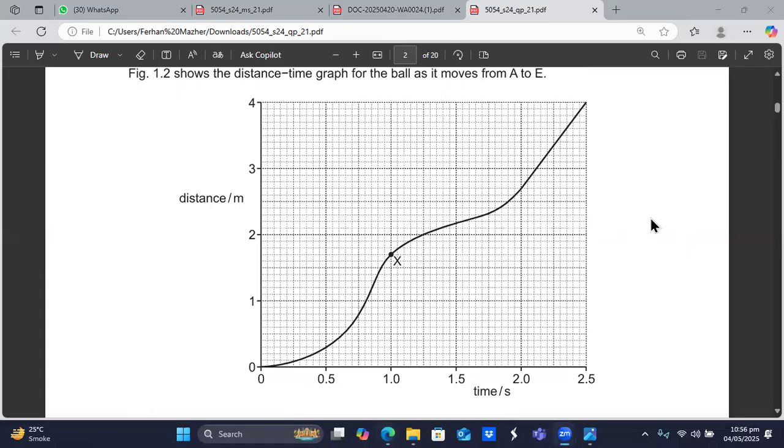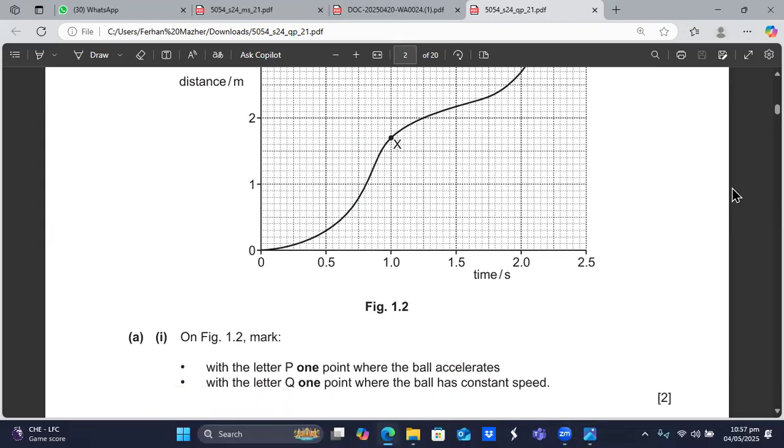So what we will do, in the distance time graph, when the body accelerates, it is a curve, because the gradient of the distance time graph represents the velocity. So if the body is accelerating, the velocity will be increasing. So the gradient should be increasing. So that portion must be a curve and its gradient should be increasing. And where the speed is constant, this is their question. The second part they are asking is where the ball has a constant speed.